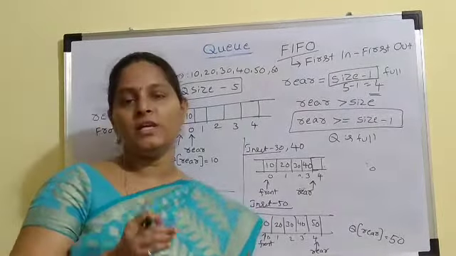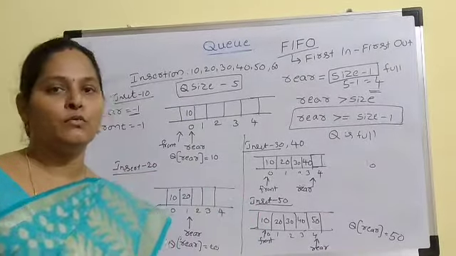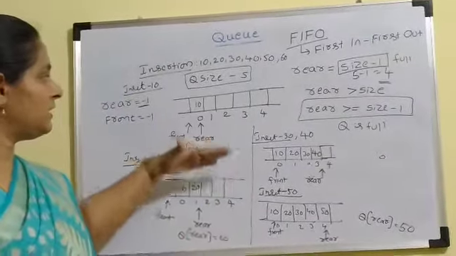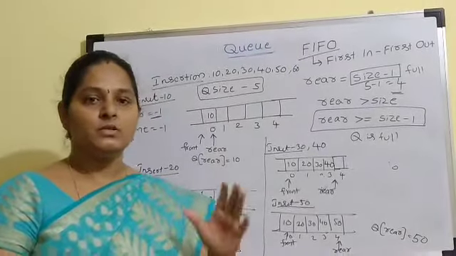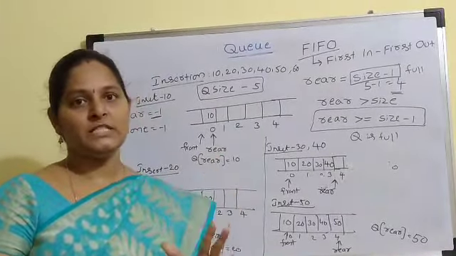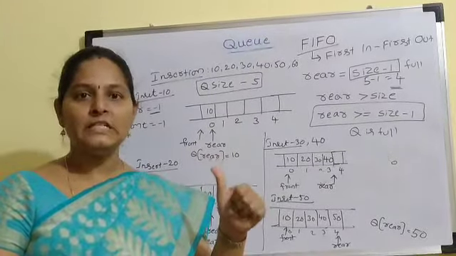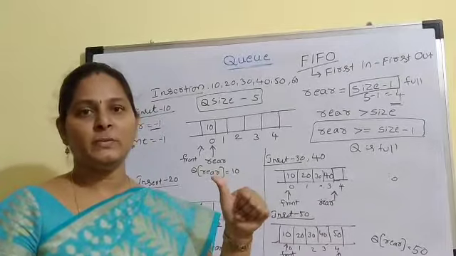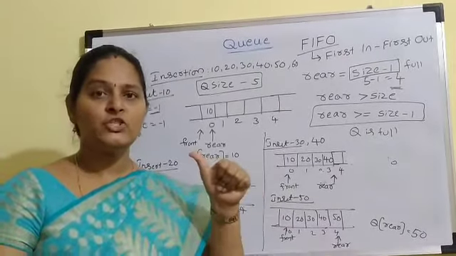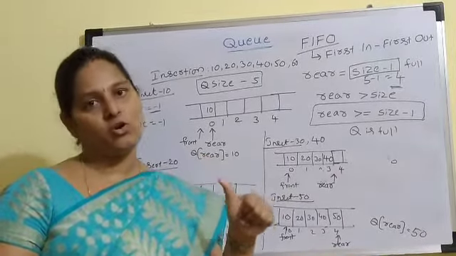So the queue full condition, we are calling it an overflow condition. This is the way to insert elements into the queue. Once again I will explain the steps for inserting elements into the queue. First step is, before performing the insertion operation, we need to check whether the queue is full or not.